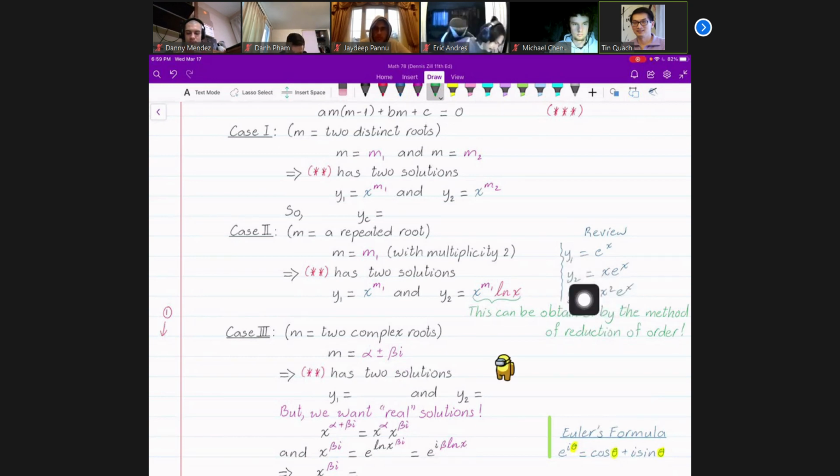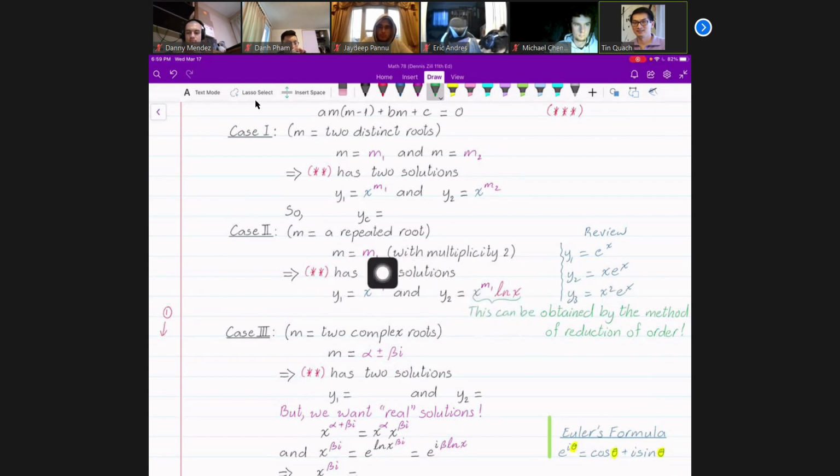So when you find y2 is u times y1, and that u turns out to be x. Now I said only if you are curious and you want to know how to get the x here, you can use reduction of order. This is the method that will help you determine what to multiply when a root is repeated. So for Cauchy-Euler, if a root is repeated, you just multiply by ln x.